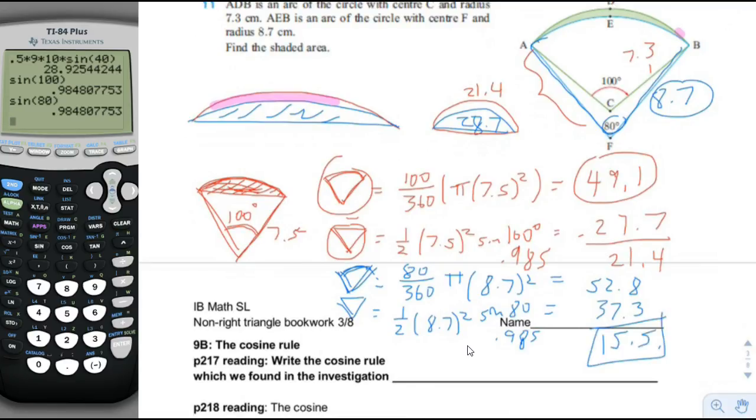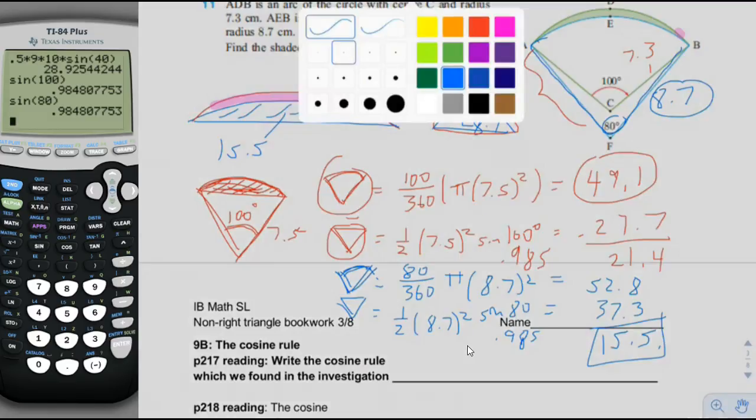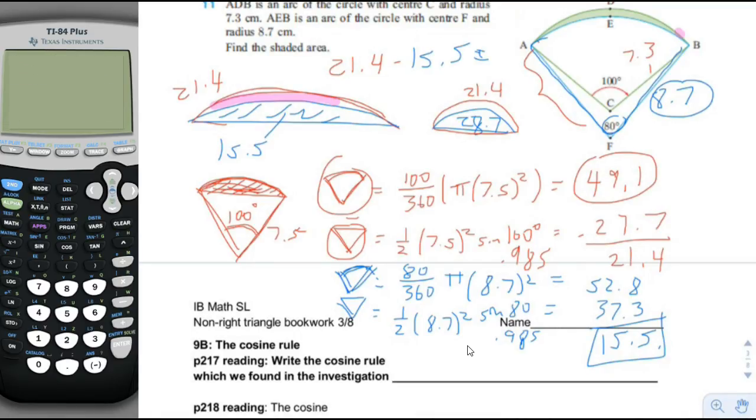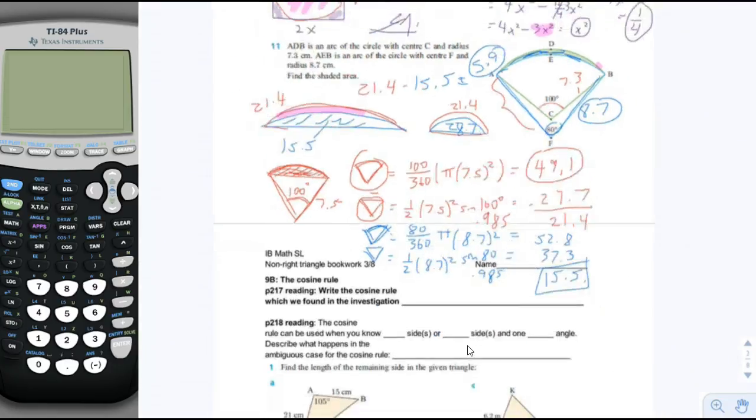Okay, so the blue region is 15.5, and the red region, which you can't really see because it's hidden here, is 21.4. So to find the shaded region, you do 21.4 minus 15.5, which is equal to 5.9. So the answer is 5.9. The region, this green region here, is 5.9. Okay? And that is the end of this section.